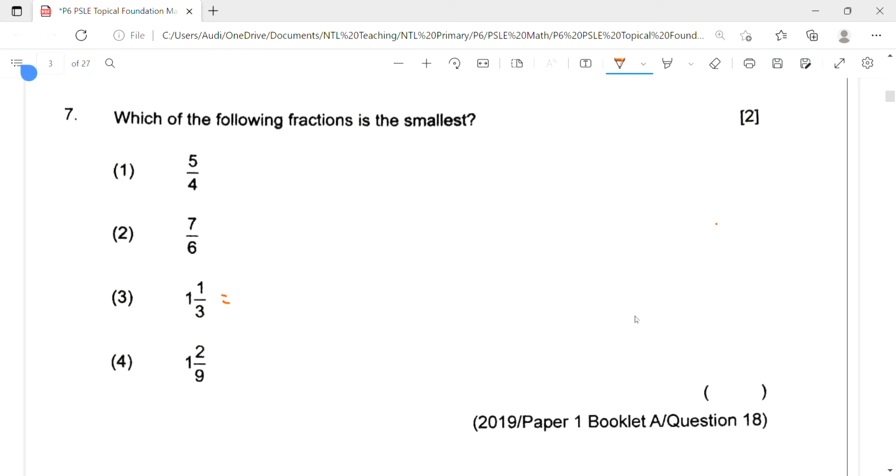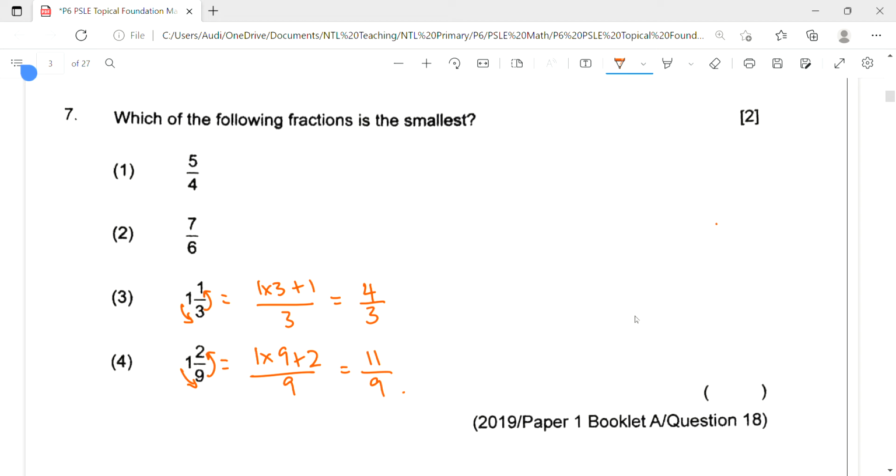So I will make this into an improper fraction. This is 1 times 3 plus 1 over 3. 1 times 3 is 3, plus 1 is 4, so we get 4 over 3. Number 4 is 1 times 9 plus 2 over 9. 1 times 9 is 9, plus 2 is 11. So you get 11 over 9.